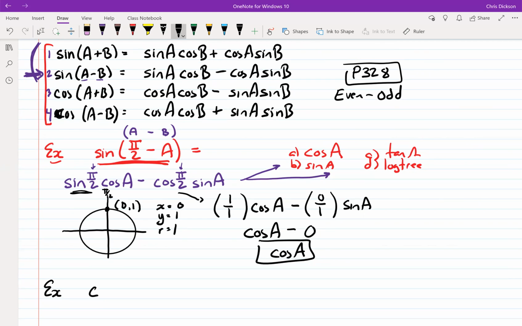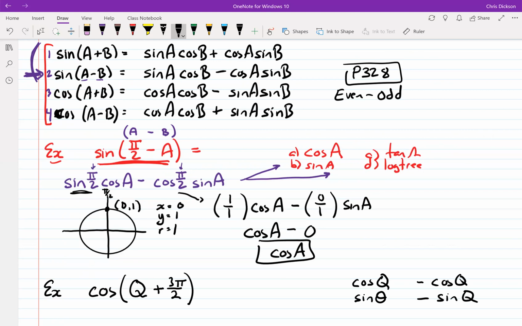But let's say you had the cos of q plus 3 pi over 2. I want you to determine what that equals in terms of: is that going to give us cos q, sine q, negative cos q, or negative sine q? So try to expand that with the appropriate identity and then see if you can simplify it.